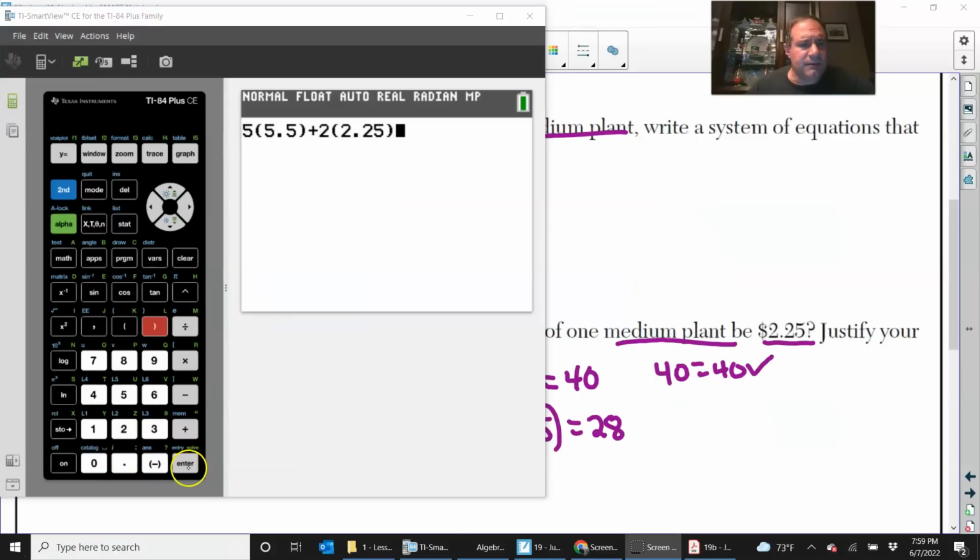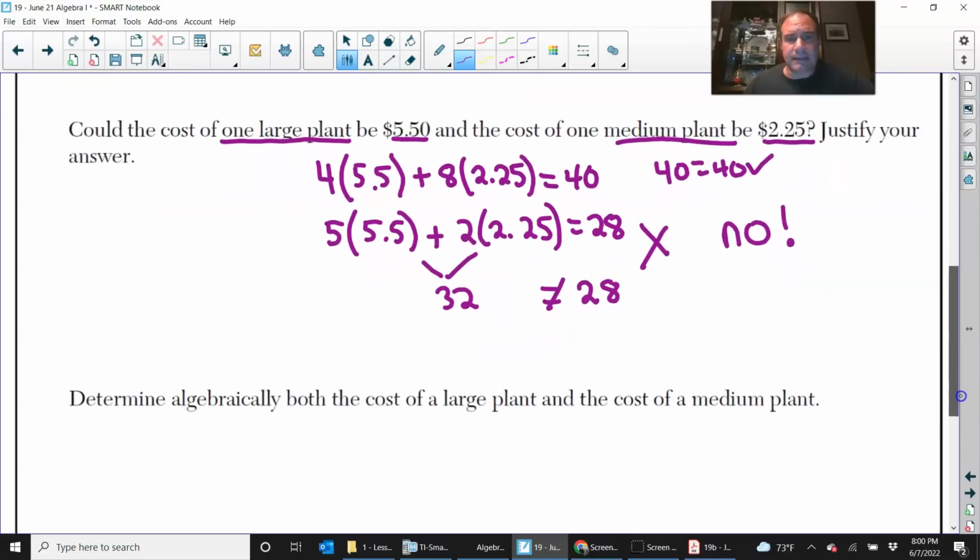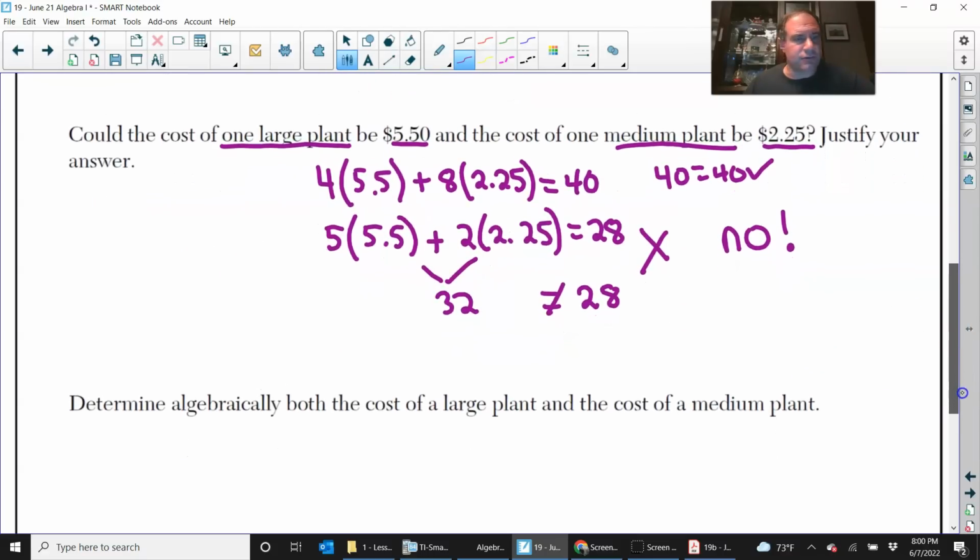So I put that in. It's supposed to be equal to 28. It does not equal 28. It equals 32. So that equals 32. And it doesn't equal 28. So that's a big no. And that's justification for your answer. When you substitute it in and it shows that it is not true.